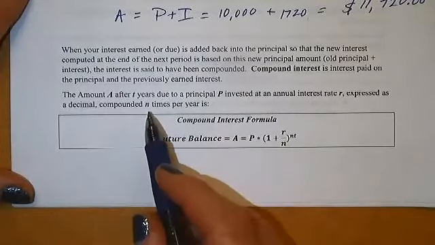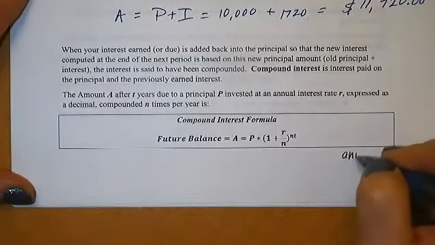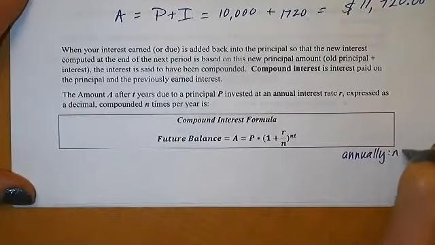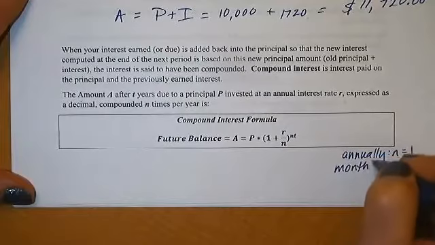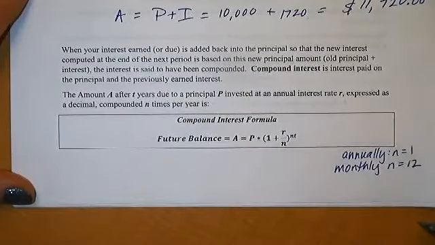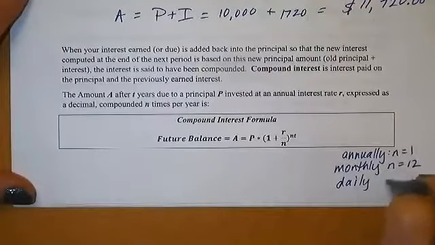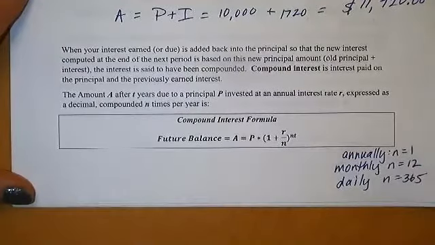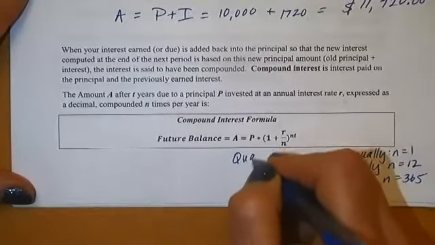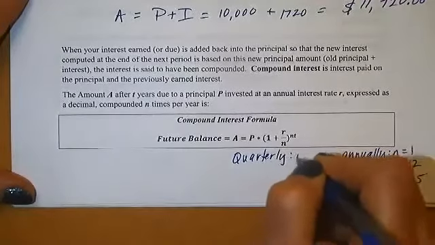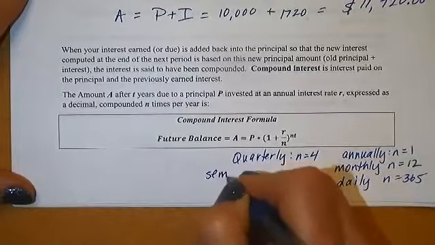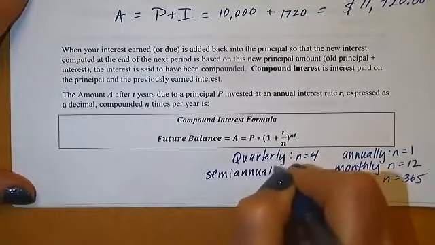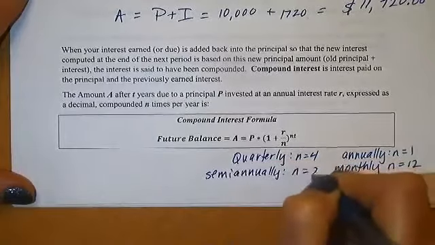So for example, if you're only going to do it one time a year, annually, n would be 1, meaning one time a year. If you plan to do it monthly, n would be 12. If you plan to do it daily, n would be 365. If you plan to do it quarterly, n would be 4 times a year. If you plan to do it semi-annually, n would be 2. So those are the most common ones that you can come up with.